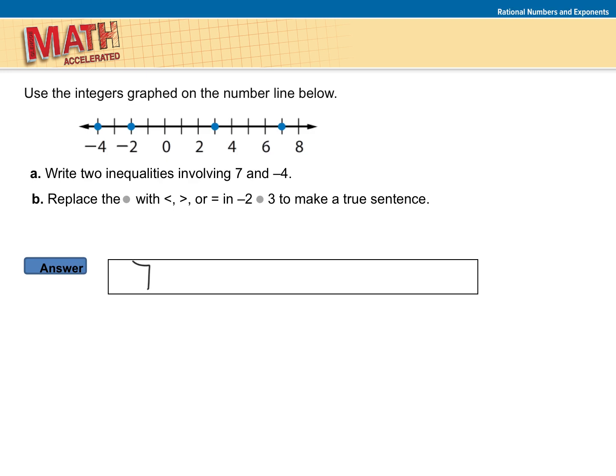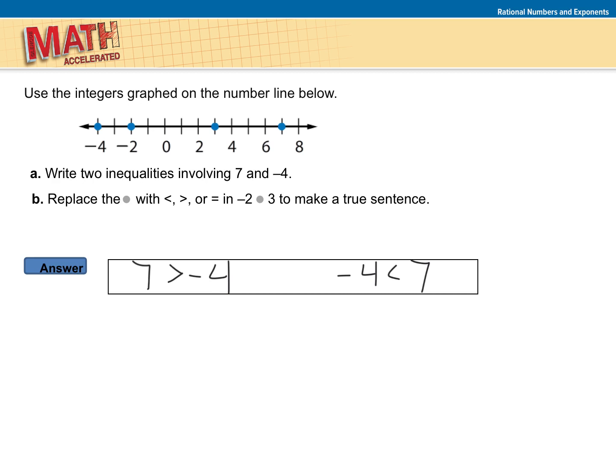7 is greater than negative 4. Does everyone agree? Yes. Does anyone disagree? What is another one? Stormy. Negative 4 is less than 7. Good. Did you write it that way? Good. Does everyone agree? Yeah.